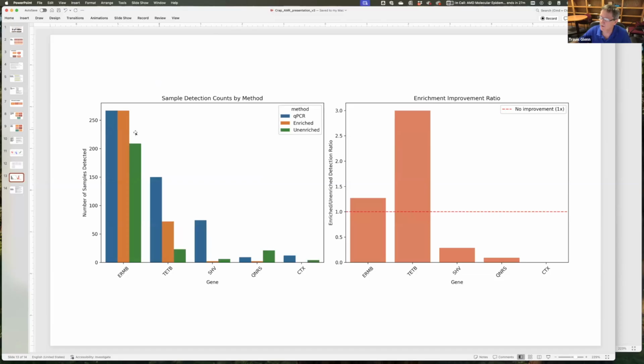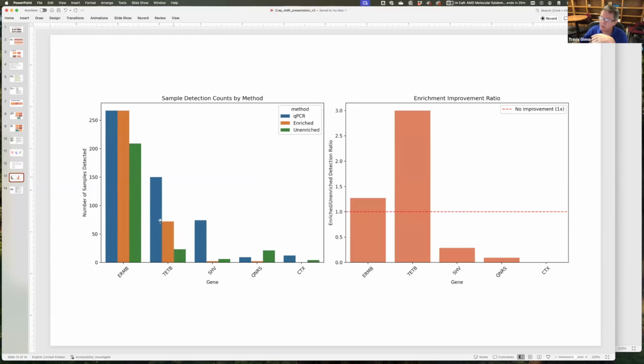Okay, and again, this shows you the idea is that if you have a very common gene, in this case, the ERMBs, those are in all of the samples, right? They're in all the qPCR assays. That's the most sensitive assay. It's in all of the enriched samples, and we detect it in most of the unenriched samples.